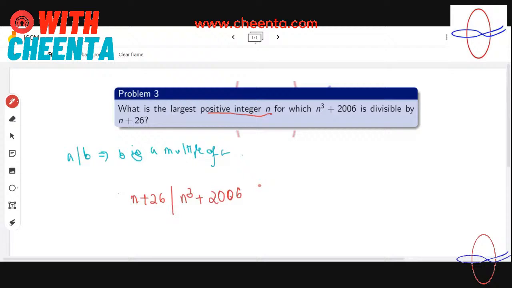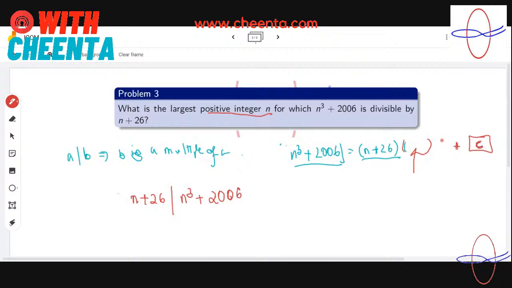Okay, so let's do this problem. It's a very easy problem. What we will do is something called polynomial division. So n cube plus 2006 is a cubic polynomial. If you take n plus 26 as the divisor and this as the dividend, then there will be a quotient, a quadratic, so that the n cube gets cancelled, and the remainder will be a simple constant. So try to find this such that the remainder is a constant.